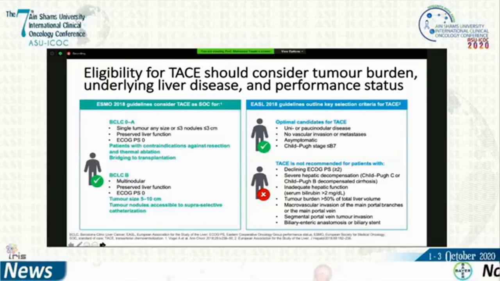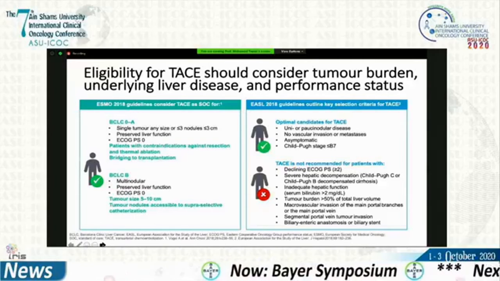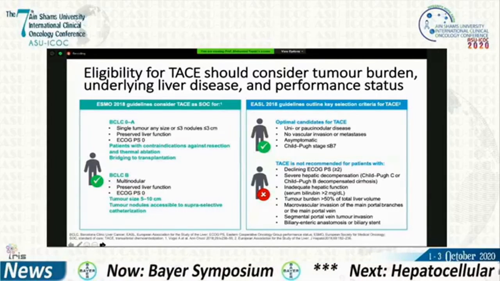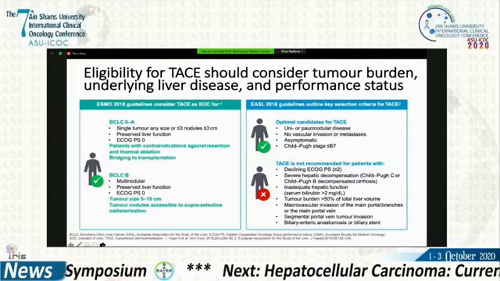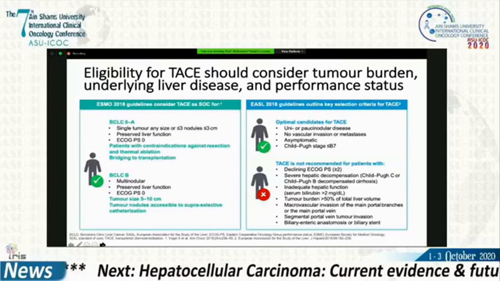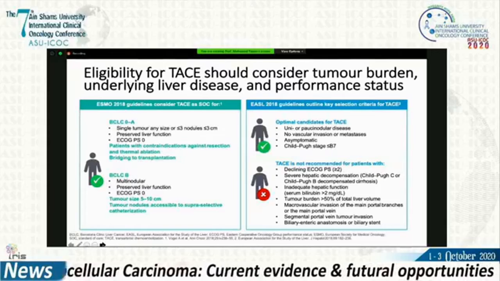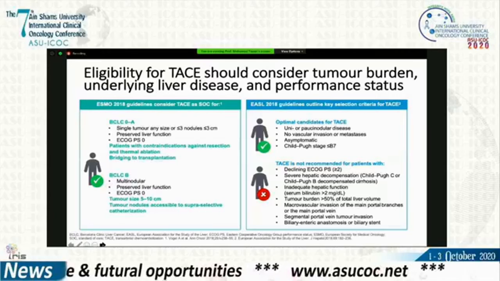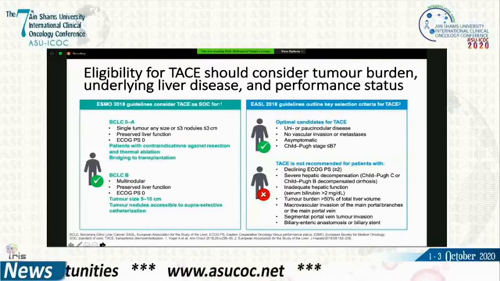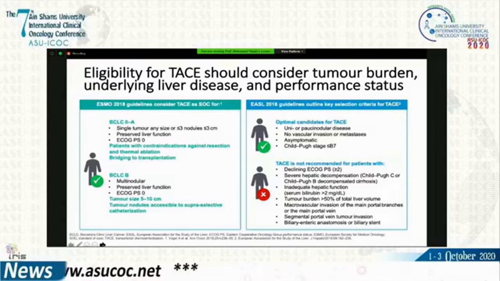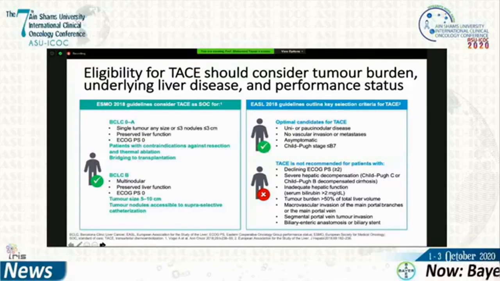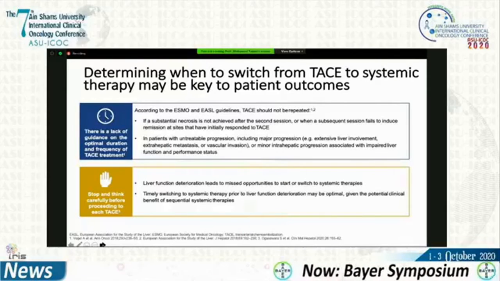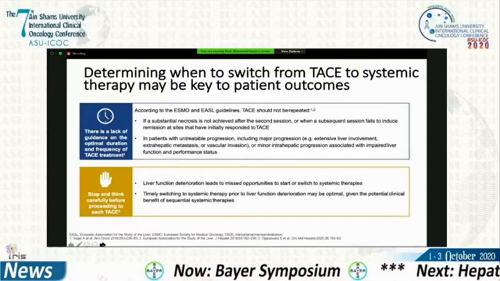According to EASL 2018 guidelines, optimal candidates for TACE are uni- or paucinodular disease, no vascular invasion or metastasis, asymptomatic, Child-Pugh stage less than or equal to B7. TACE is not recommended for patients with declining ECOG performance more than 2, severe hepatic decompensation, Child-Pugh decompensated cirrhosis, inadequate hepatic function, tumor burden more than 50% of total liver volume, macrovascular invasion, segmental portal vein tumor invasion, biliary enteric anastomosis or biliary stent. Determining when to switch from TACE to systemic therapy may be the key to patient outcomes.